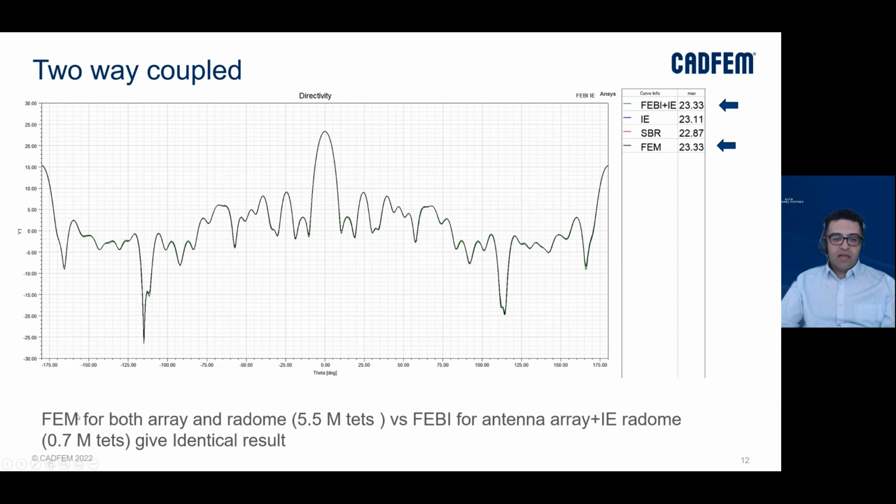One needs more memory. FEM for both array and radome has 5.5 million tetrahedrals, versus Phoebe for the antenna array and integral equation for the radome, which is 0.7 million tetrahedrals. So you see, it gives identical results. The difference is in RAM. FEM for both needs more RAM because it has more tetrahedrals, but it's faster. The other one is slower, but needs less RAM. People say engineering is the art of trade-offs, and that's really the art here.